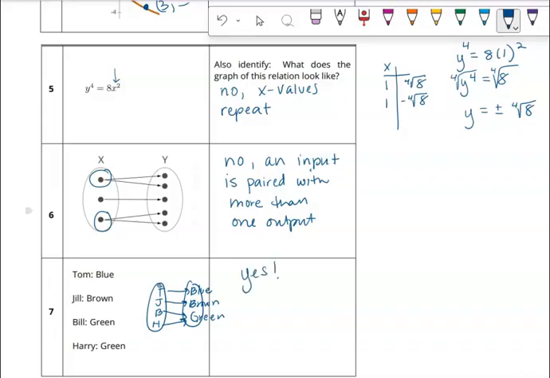So yes, it is. All right, first exploration. Check it off. Go ahead and start that Delta Math.